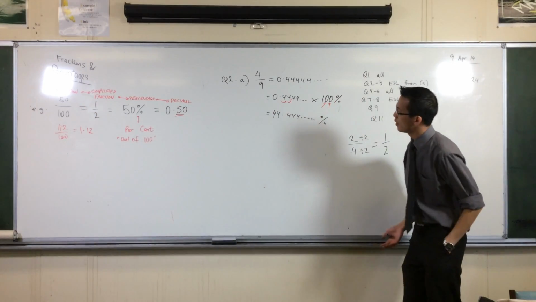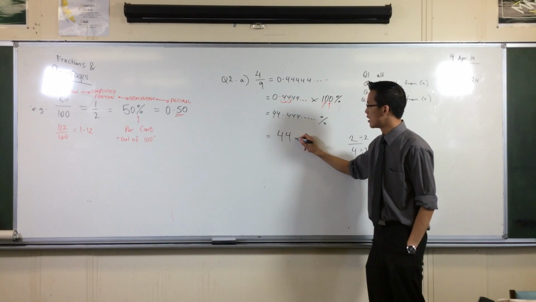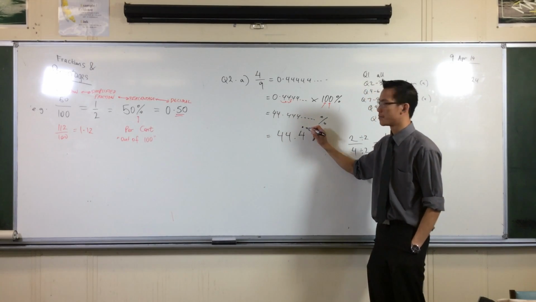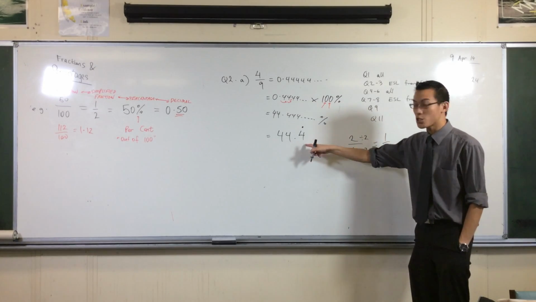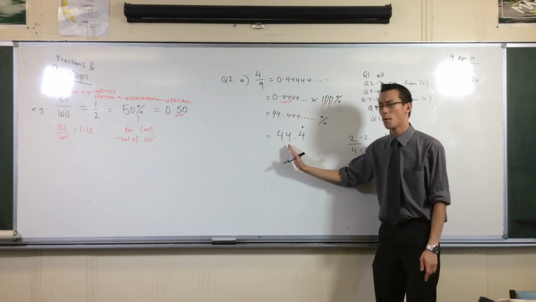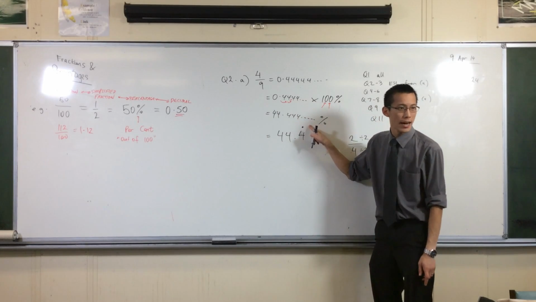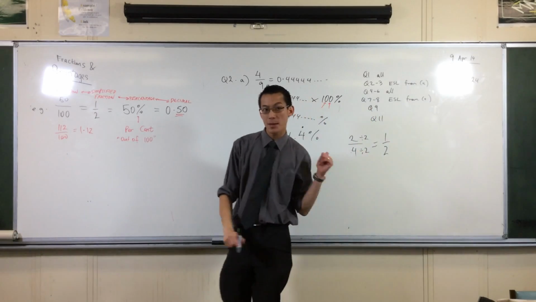If you remember from last year, I believe, we learned this thing called dot notation. Right? What does that mean? It means it stops the 4 recurring. Yeah, so it's what we call a recurring decimal. Sometimes you read it as 44.4 repeater. Repeater, so it means it goes on and on and on forever. And that's the percentage. Okay?